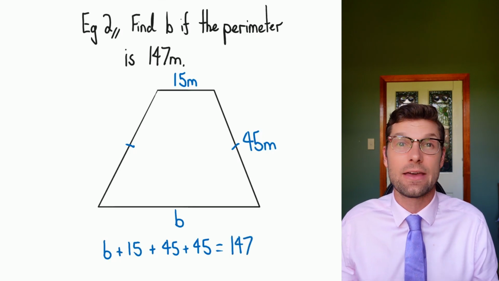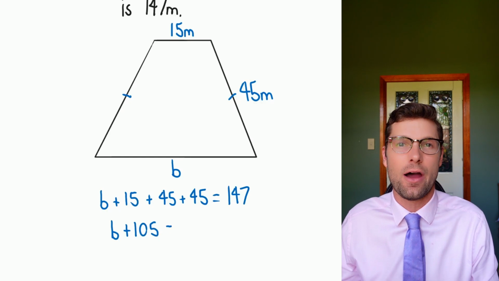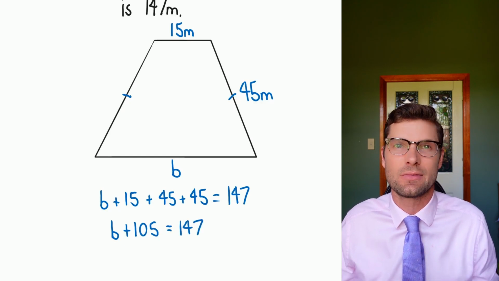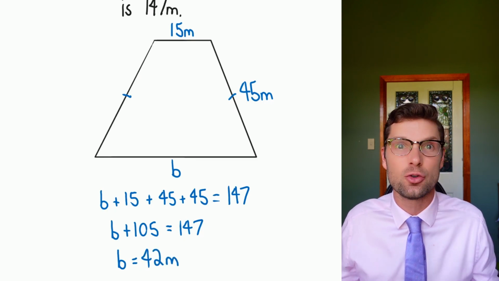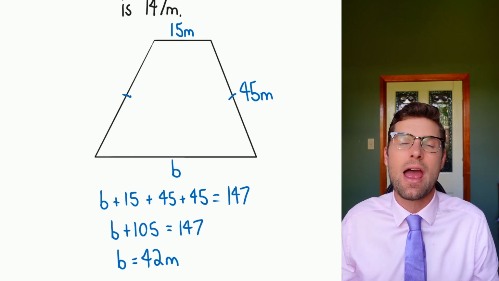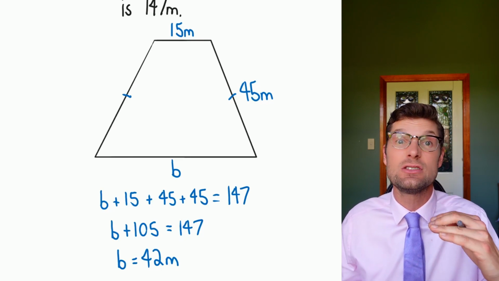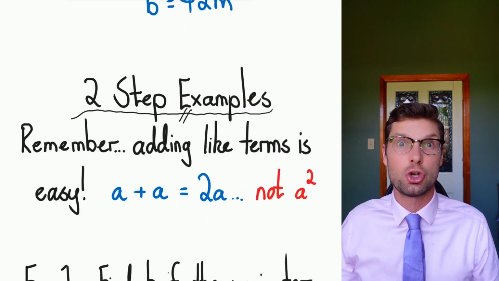Again, I'm going to add together the numbers that I do know. So that means B plus 105 is equal to 147. Minus the 105 from both sides and I get my final answer: B is 42 centimeters. And that's all you've got to do. Just writing down exactly what we know and then solving the equation using these multiple steps will get you full marks. We're just going to do a couple of two-step examples here.